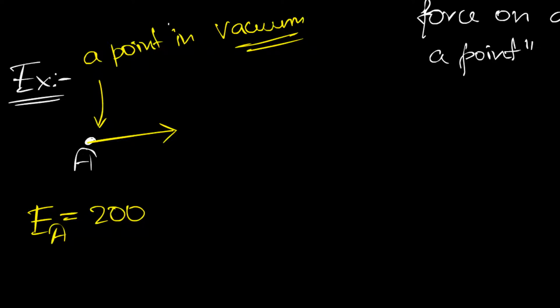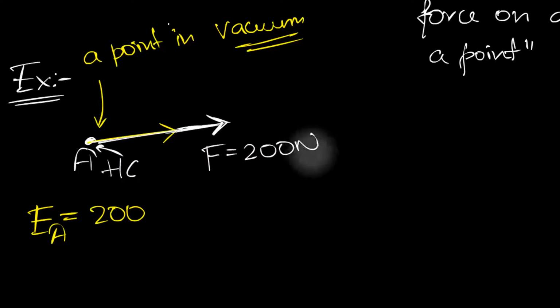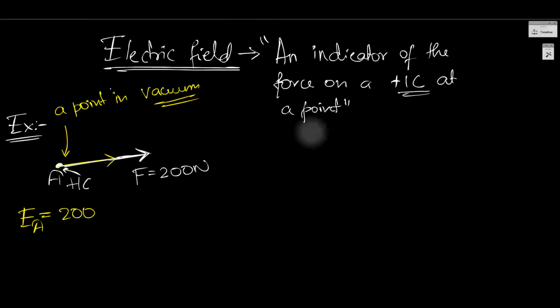What it means is that if I kept +1 coulomb at that point, then that charge would experience a force. It would experience a force in that direction, and that force would be 200 newtons. That's what it means. It's the force that a coulomb experiences at any point. That's all.